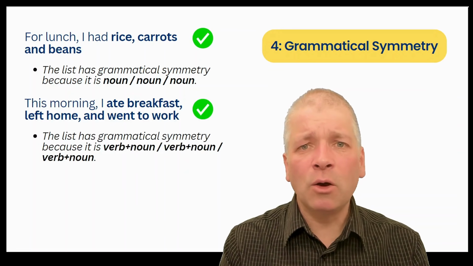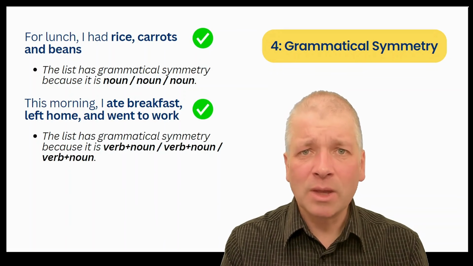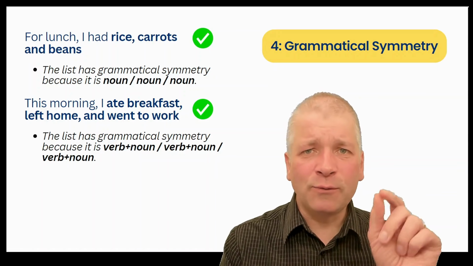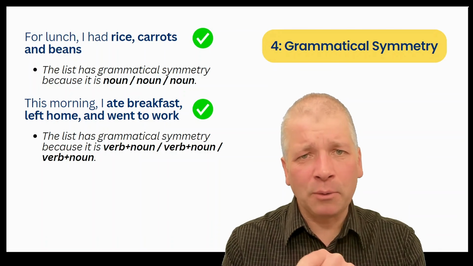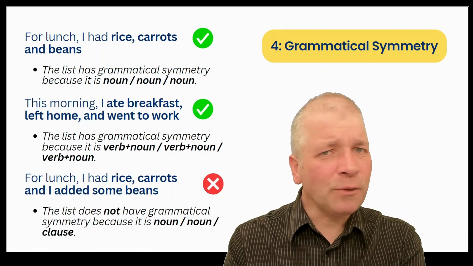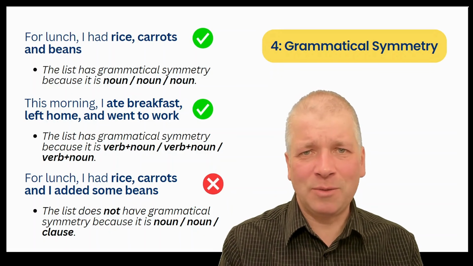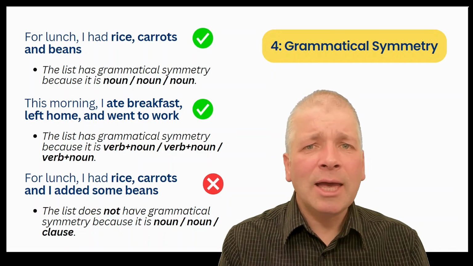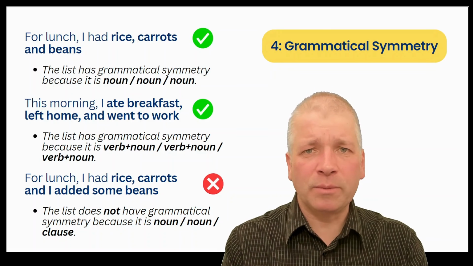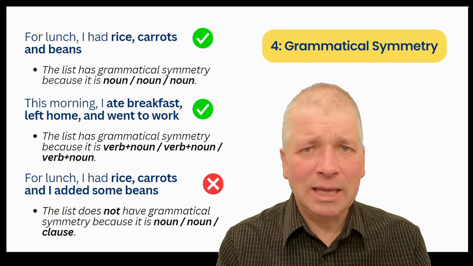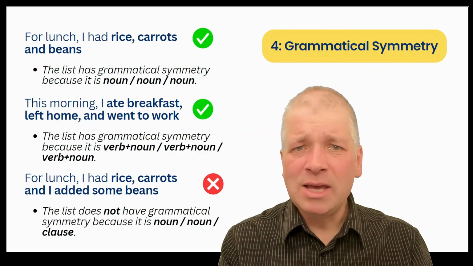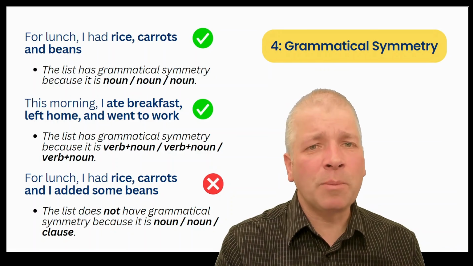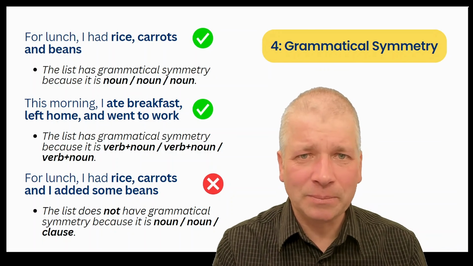The next list also has grammatical symmetry. This morning I ate breakfast, left home and went to work. Verb noun, verb noun, verb noun. But the final one does not have grammatical symmetry. For lunch I had rice, carrots and I added some beans. Here we have noun, noun and clause. Although grammatically it's not technically incorrect, it's less coherent and cohesive because we haven't followed the principles of grammatical symmetry.